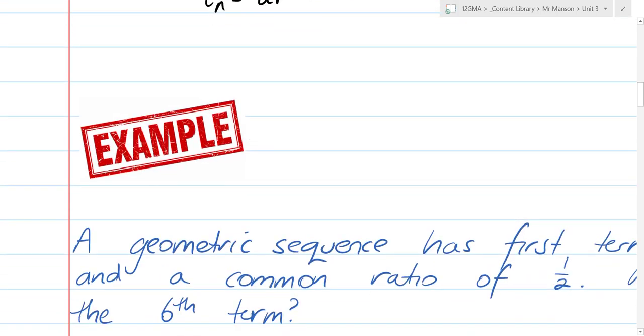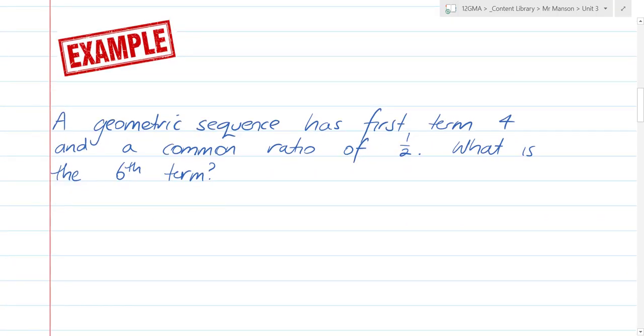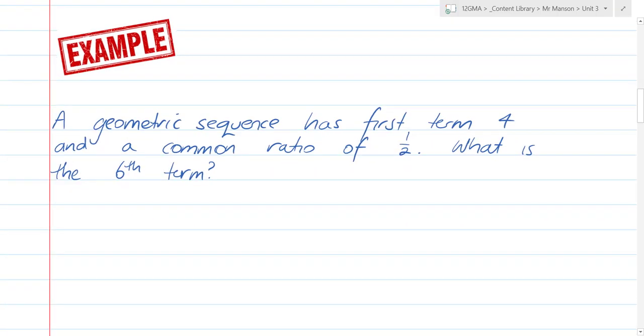So here's an example. A geometric sequence has first term 4 and a common ratio of a half. Find the sixth term. Now, from last lesson, you could have done this. The first term is 4, and the common ratio is a half, so it goes 4, and then it halves to 2, halves to 1, halves to a half, halves to a quarter, and halves to an eighth. So that is an eighth. You could have done that from last lesson.